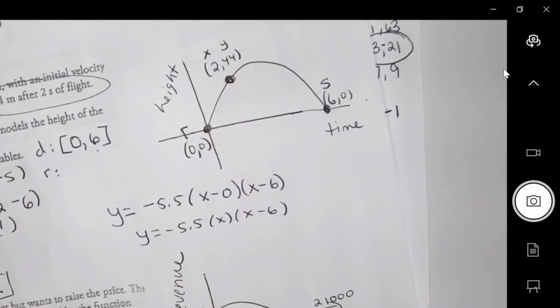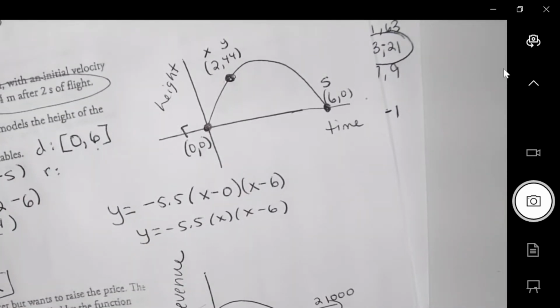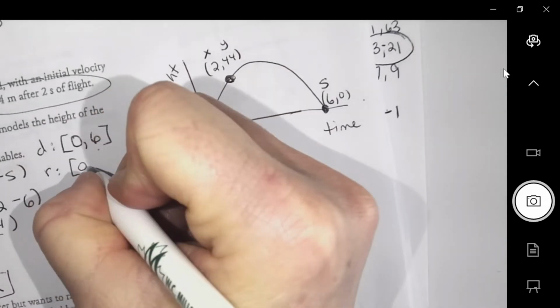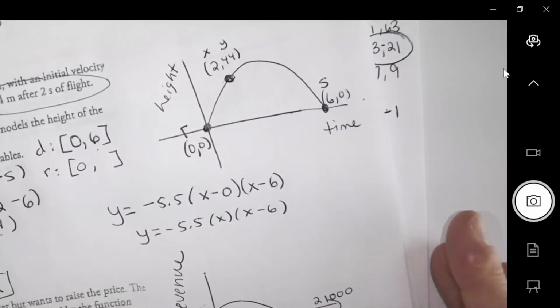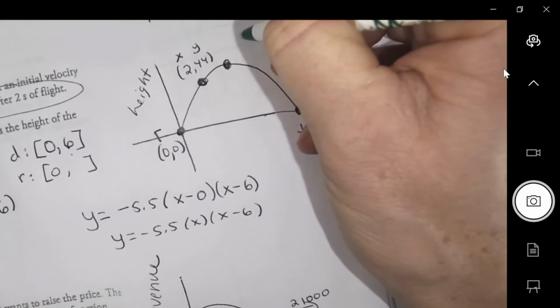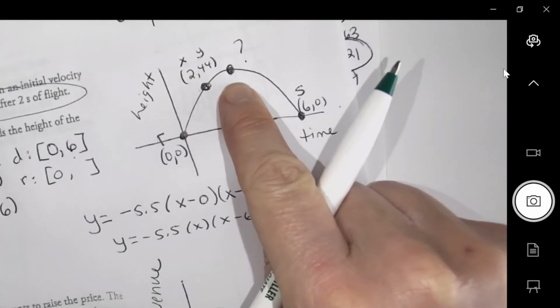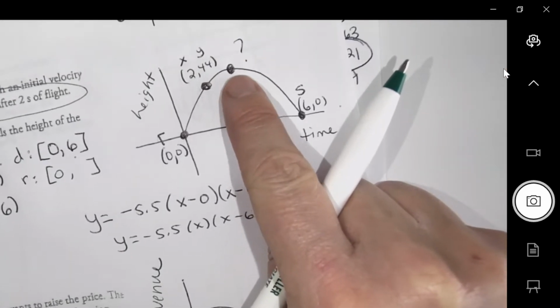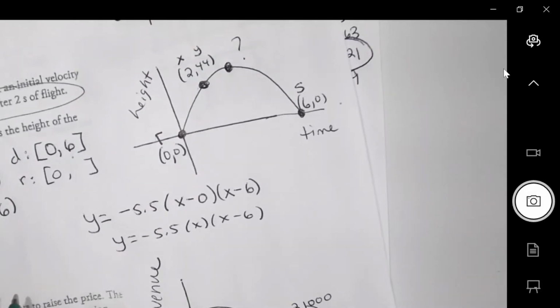Range is the height. What is the lowest height this rocket will be? 0, the ground, to the highest height of, guess what? Now we got to do some work. I need the max, right? I need that point, and then that'll help me answer my question.